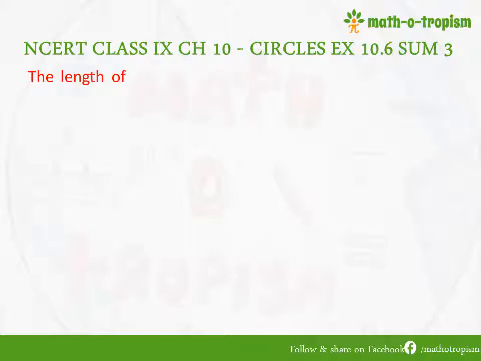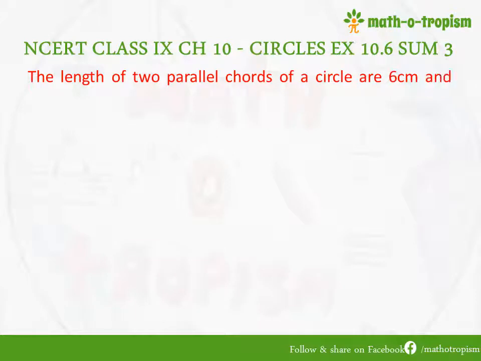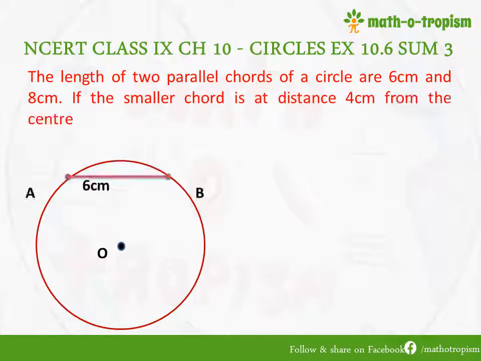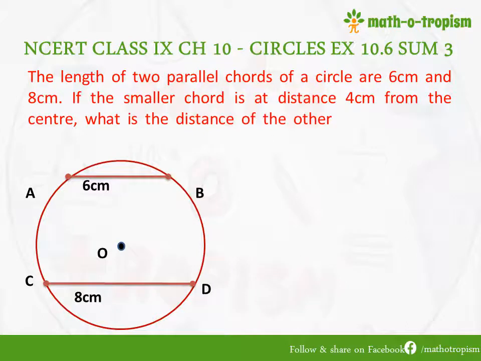The lengths of two parallel chords of a circle are 6 centimeter and 8 centimeter. Let us assume a circle with center O, and let one chord AB be 6 centimeter and the other chord CD be 8 centimeter. The smaller chord is at a distance of 4 centimeter from the center.